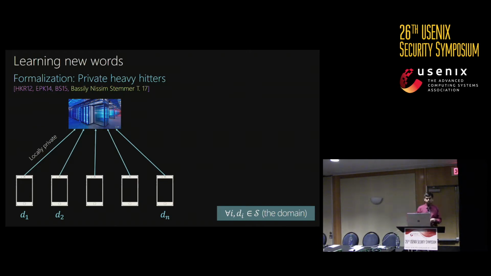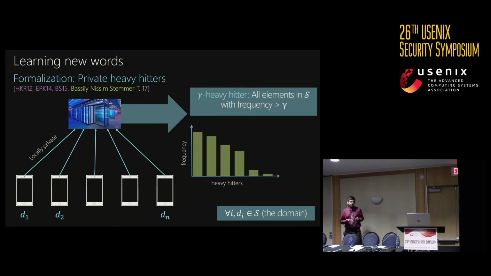You have a bunch of data samples, D1 till Dn, from some really large domain. So it is physically not possible to actually scan through the complete domain. This domain is S, calligraphic S. Each of these devices sends differentially private information to the server. And the objective of the server is to produce what I call the gamma heavy hitters. The heavy hitters are the elements in the domain whose frequency is at least gamma.